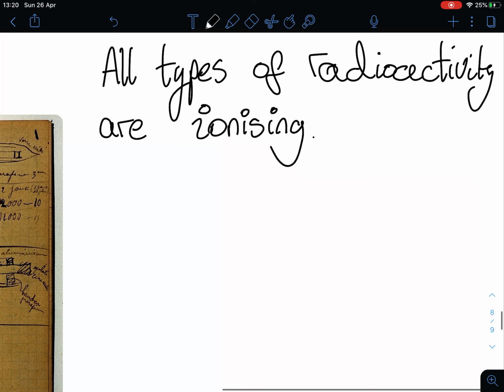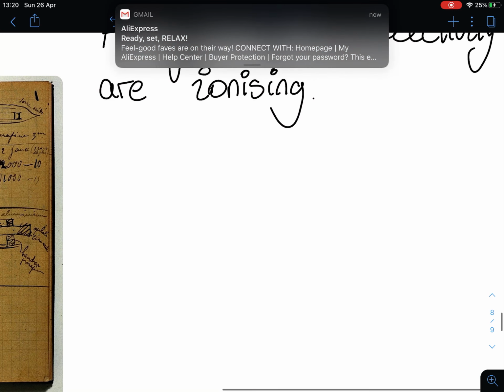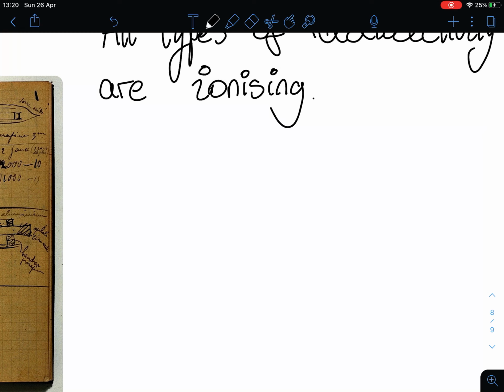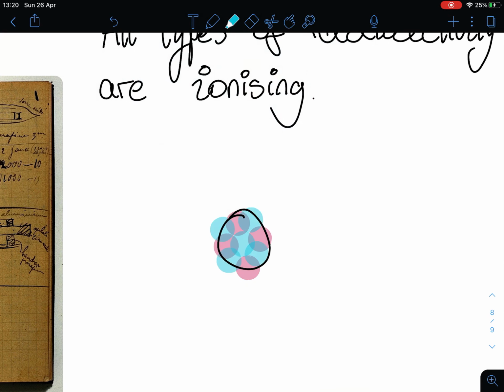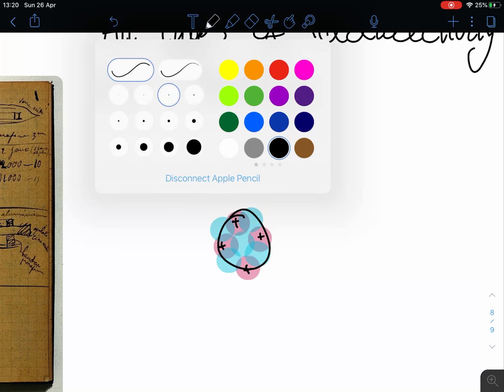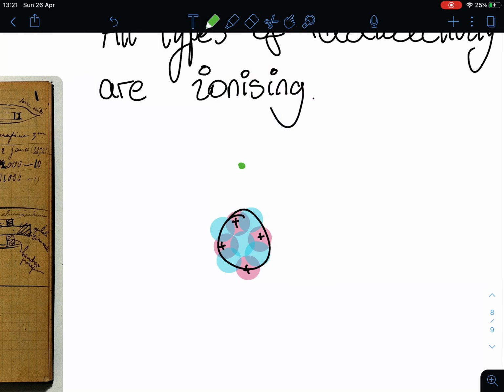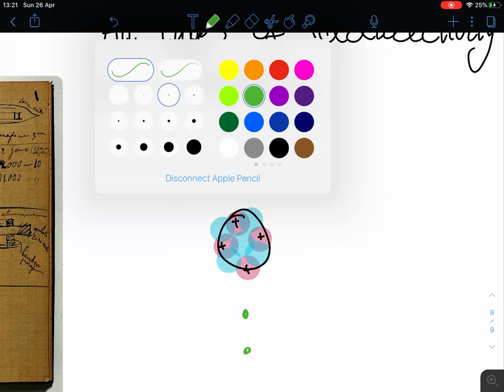So what do we mean by ionizing? Well, all atoms want to be in an electrically neutral state. So if we take a typical nucleus, I'm not going to draw the protons and neutrons. I might put a bit of red and blue in there. So we'll take a nucleus like so. In this case, we've got 4 protons: 1, 2, 3, 4. So you've learned quite a few times now that for every proton there is an electron. So first shell, 1, 2. Second shell, 1, 2.